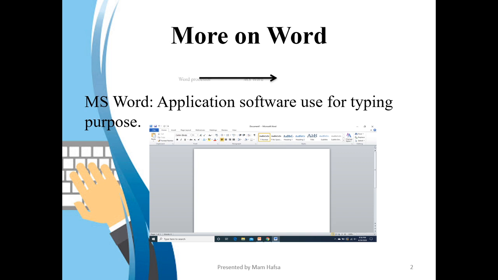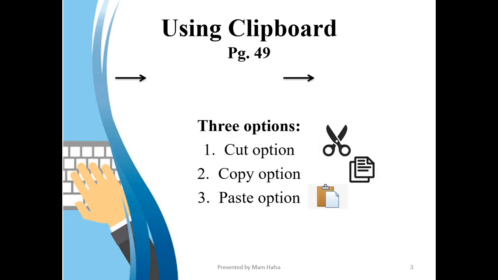Now, the first feature that we will study is using the clipboard that is given on page 49. This feature enables the user to paste different text segments at different places in the same or another document. As you can see, there are three options in the clipboard, that is cut option, copy option and paste option. You can access the clipboard group by clicking on the Home tab.